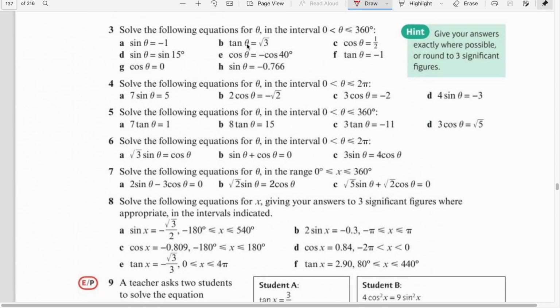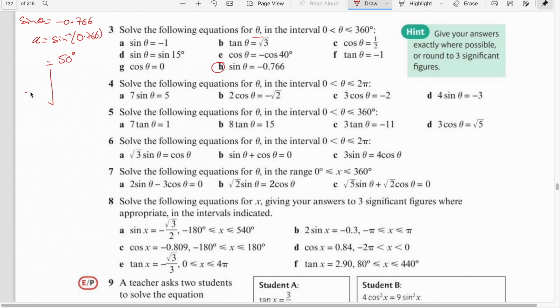Question 3 says solve the following equations for theta from 0 to 360. Now let's try a few of them. Let's say we solve each part. So this is sine theta equals negative 0.766. We always find the basic angle with the positive value. So sine inverse of 0.766, and this time it is in degrees. Changing the mode to degrees and shift sine of 0.766, I'm getting 49.996, so that is almost 50 degrees.